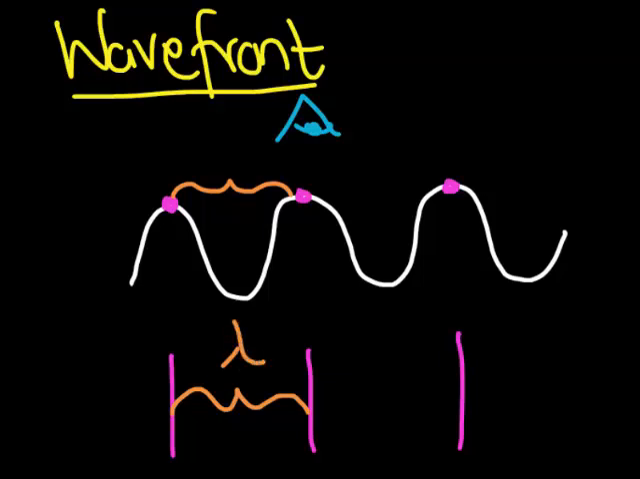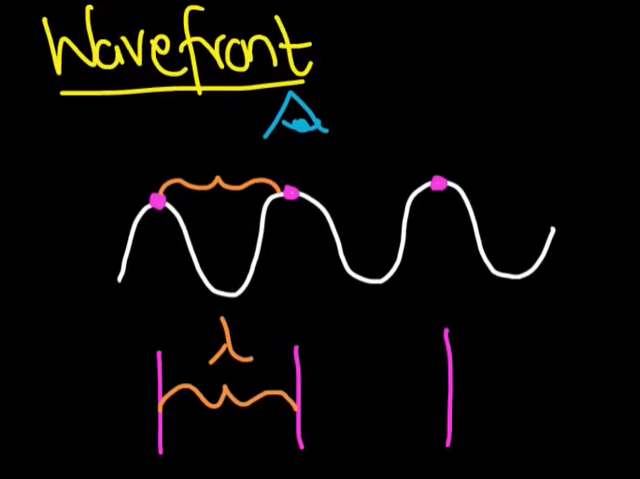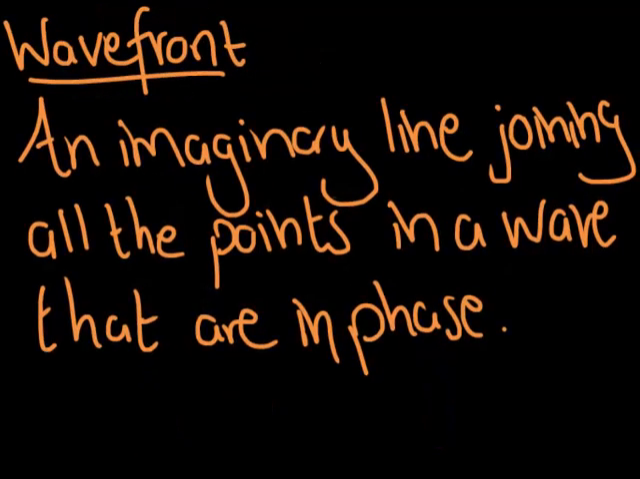Now let's first go again to what is the specific definition for a wavefront. The specific definition for a wavefront is an imaginary line joining all the points in a wave that are in phase. And these points specifically we refer to as crests, and they are thus in phase to each other.